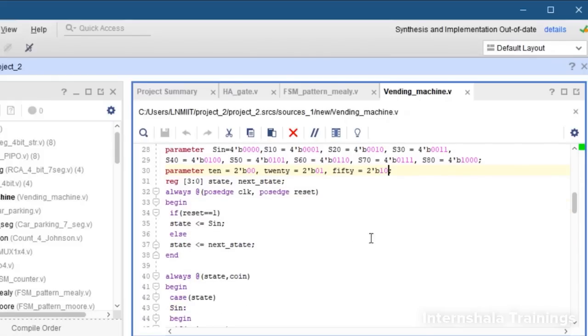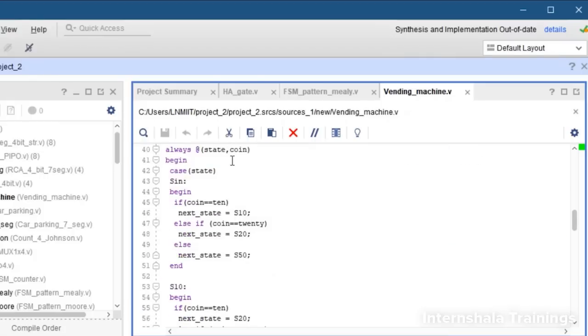After that, the code is very similar to any FSM design that we have done. Here I have a state register and a next state register of size 4 bits, which is the same as the size of my state parameters. Then at the positive edge of the clock, if reset is 1, we go back to S initial, otherwise we move to the next state. Then we check on state and coin.